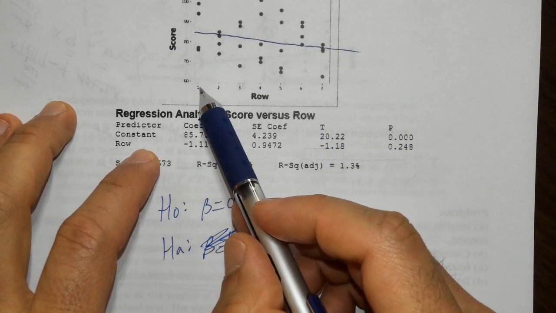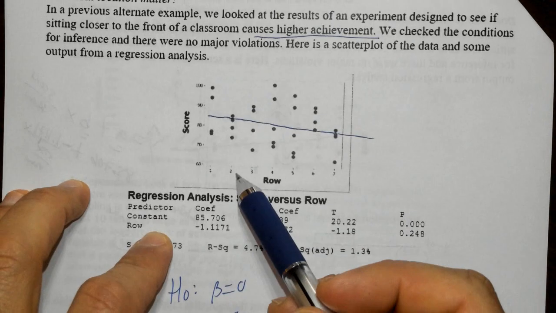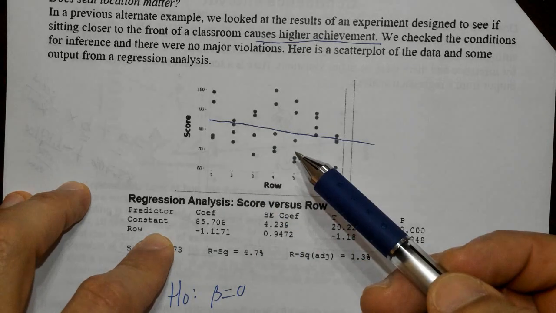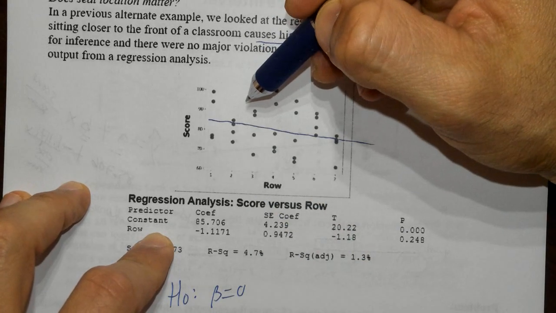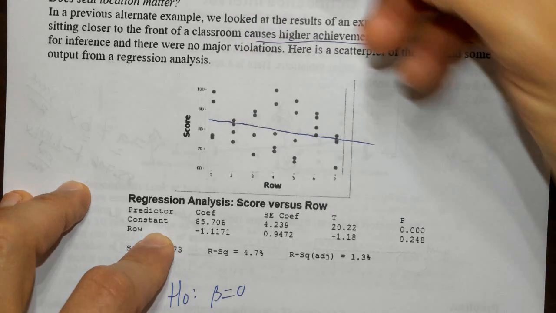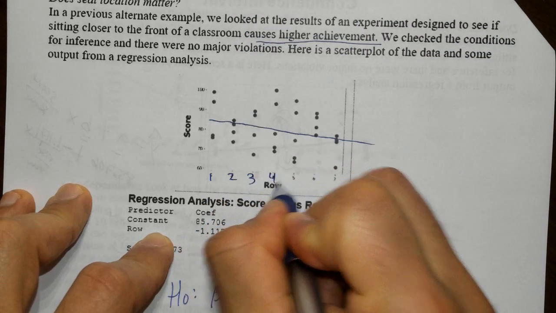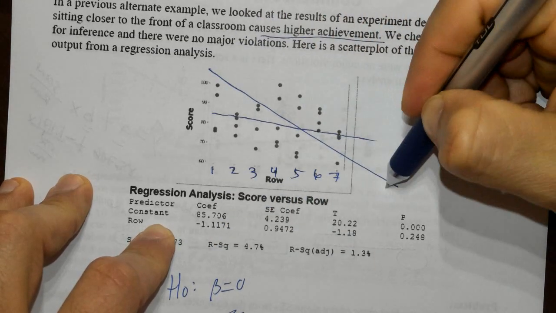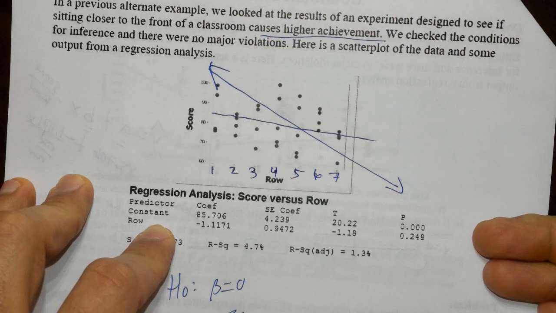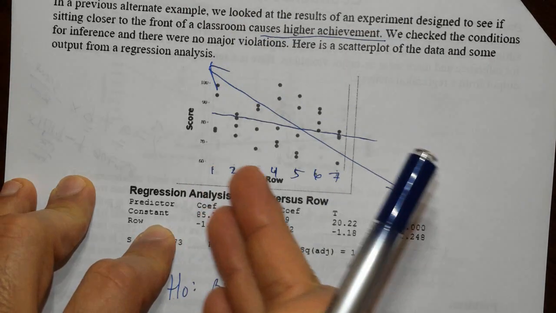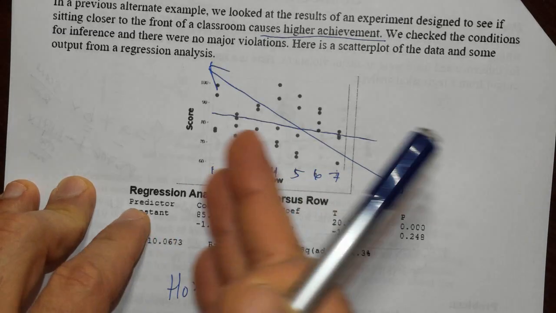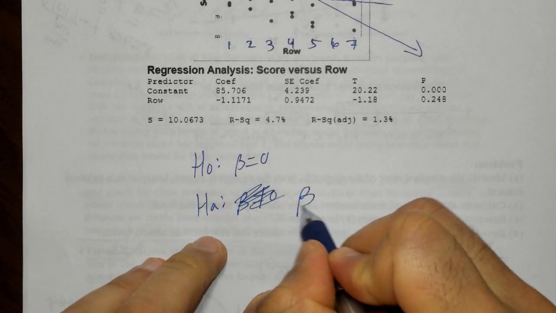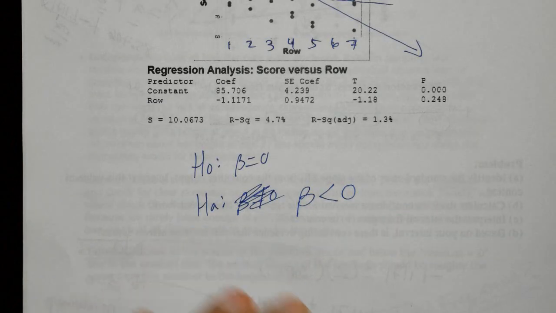What are we looking for here in terms of the relationship? What kind of relationship would we want to find evidence for? Well, what would the slope look like based on the row? This is row 1, 2, 3, 4, 5, 6. It would be downward. We're hoping for something like a negative slope. Thinking that the further away you sit, the lower your scores, and the closer you sit, the higher the scores. That's the thinking process. So I would say that the slope is less than 0.